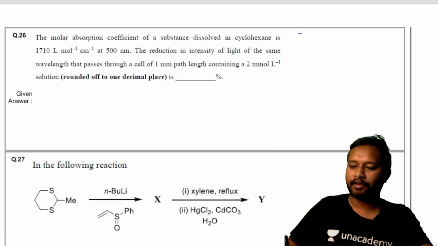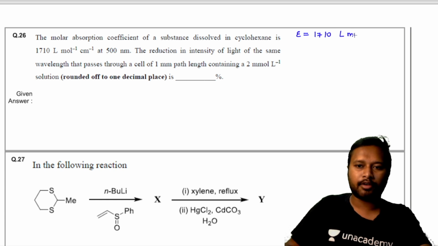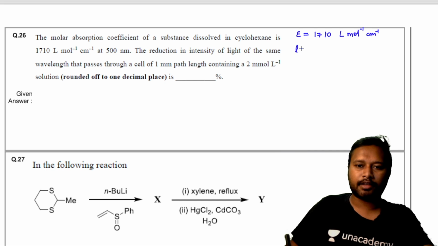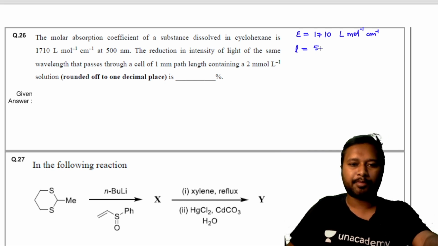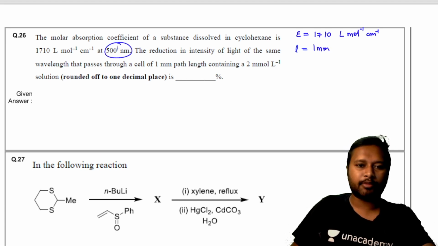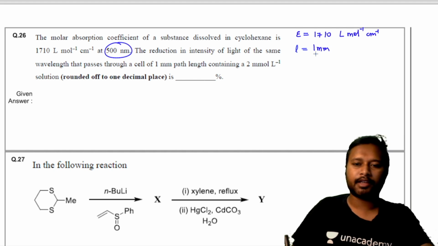You are given your molar absorption coefficient, that means the epsilon value. Epsilon is given to you as 1710. Remember to write down the units, because apart from the units the question was very simple. Then you are given the path length, which is 1 millimeter. What about the 500 nanometer? You don't have to do anything with that, so just leave it. Then you have the concentration, which is 2 millimole per liter.